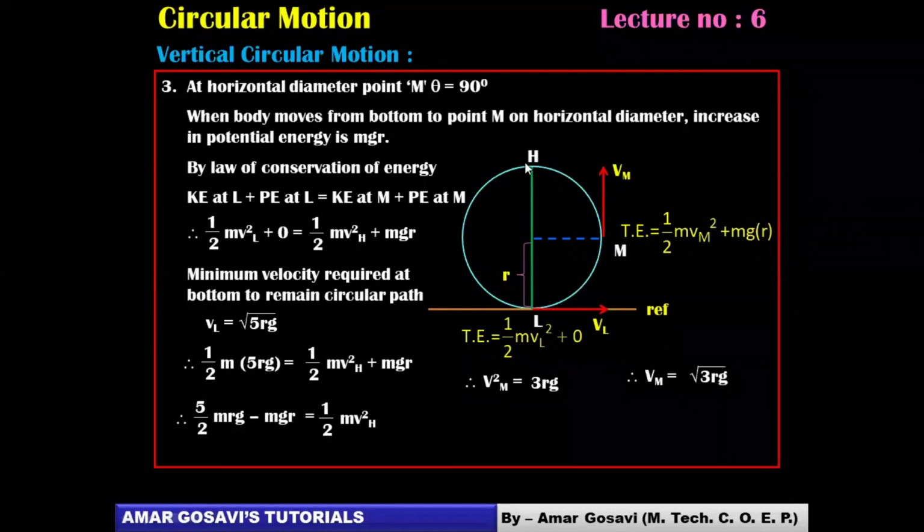So at the top it is root rg, at the bottom it is root 5rg, and at the midway it is root 3rg. Same thing would be applicable here also, it will be root 3rg. Please make a note of this slide basically so that we move ahead, friends.